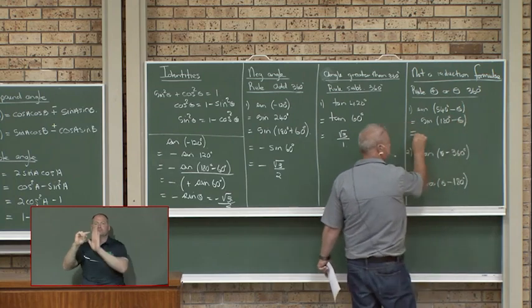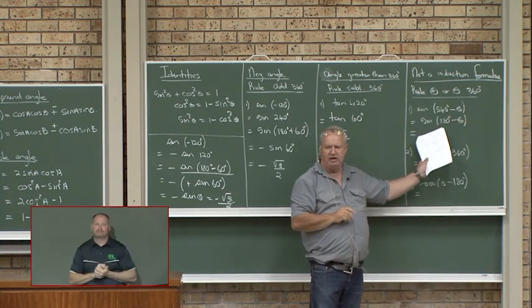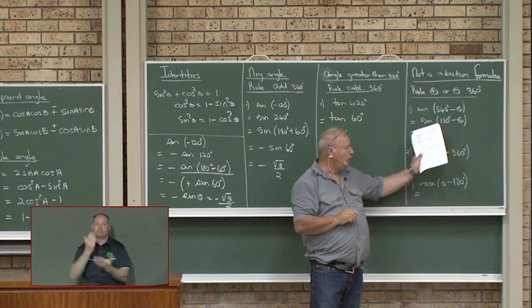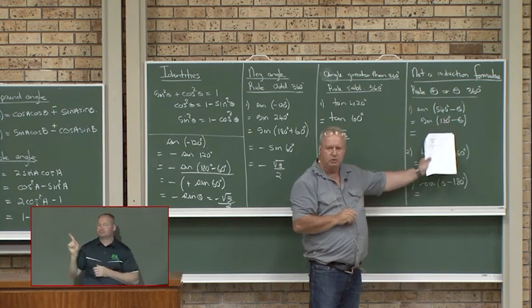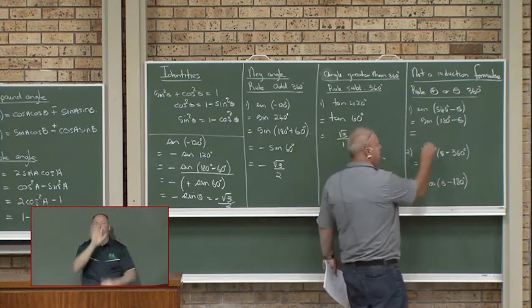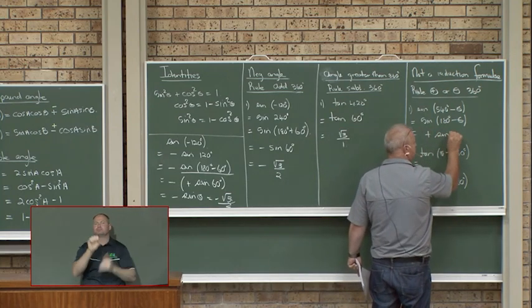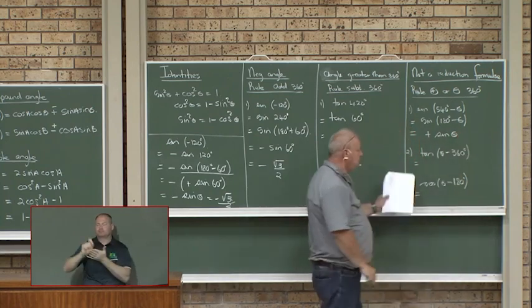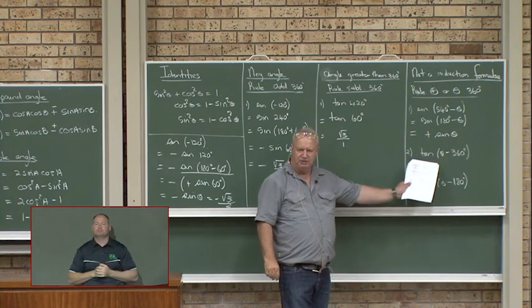Are you with me? So now that is a reduction formula. So 180 degrees minus theta is found in the second quadrant. Sine is positive. It becomes positive, the sine of theta. Are you with me? Right, the tan of theta minus 360.